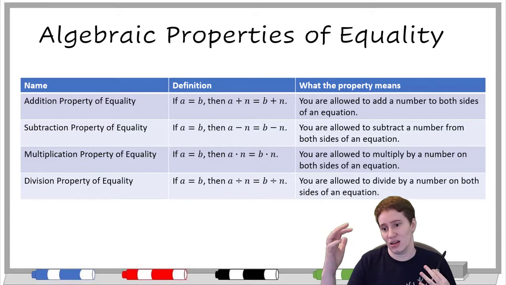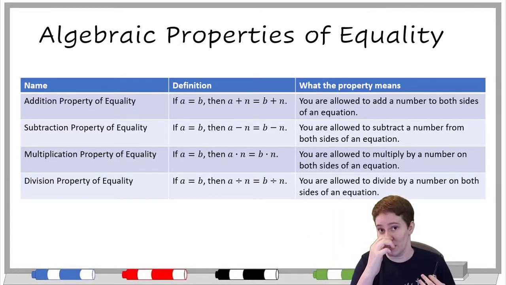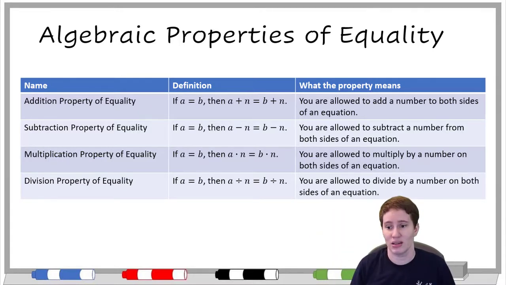And that gives us this last column that can maybe be an easier way to think of it. So the addition property of equality says you're allowed to add a number to both sides of the equation. The subtraction property of equality says you're allowed to subtract a number from both sides of an equation, and so on and so on. There are other properties of equality as well, I think. I feel pretty confident about that, but these are the ones I wanted us to look at right now.